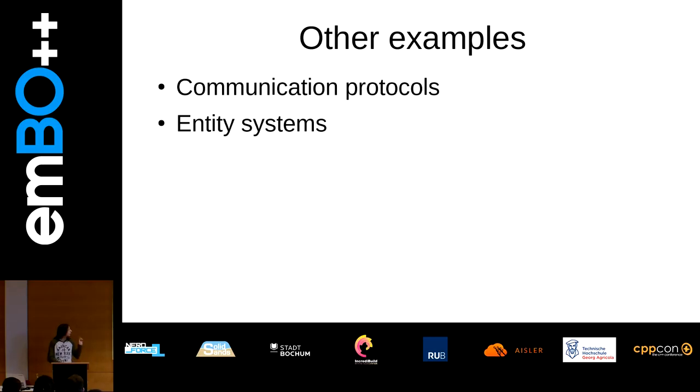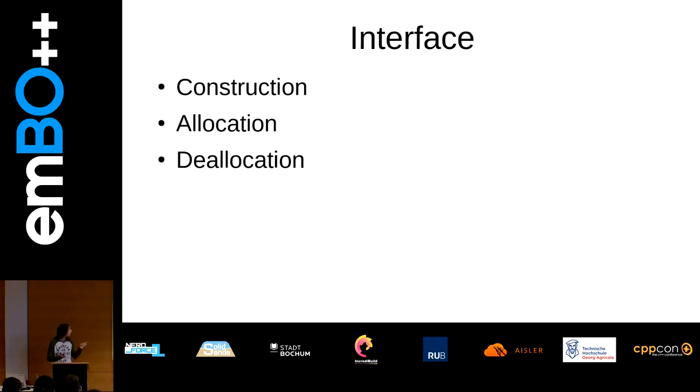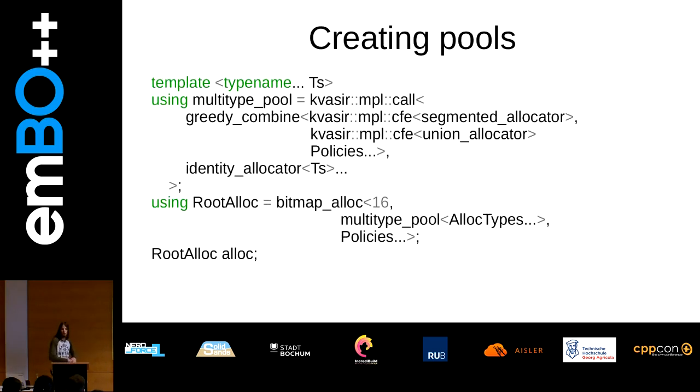So the interface, how you create a pool. This is basically, the combination algorithm itself is a function, so you can use it in metaprogramming and other integrated systems. So if you, for example, create a state machine, you can collect all the types in your state machine and create an allocator out of that automatically.